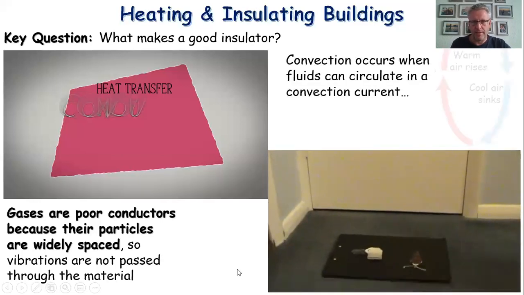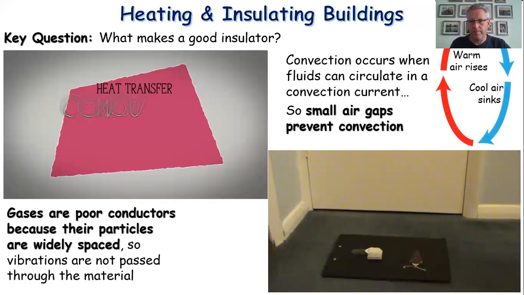So we're going to stop that. Convection occurs when fluids can circulate in a convection current. So the key thing here is this: we've just said that gases are very poor conductors, but gases are very good convectors. So the problem is that if you have a good insulator, what you want is something that won't conduct, but also won't convect. So small air gaps prevent convection. If you've got a small space or trapped air pockets, that will prevent convection.